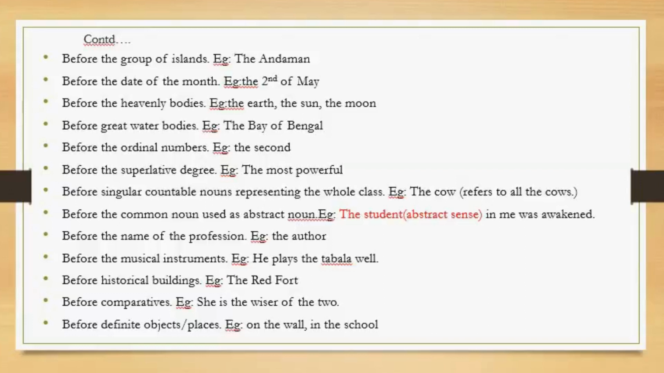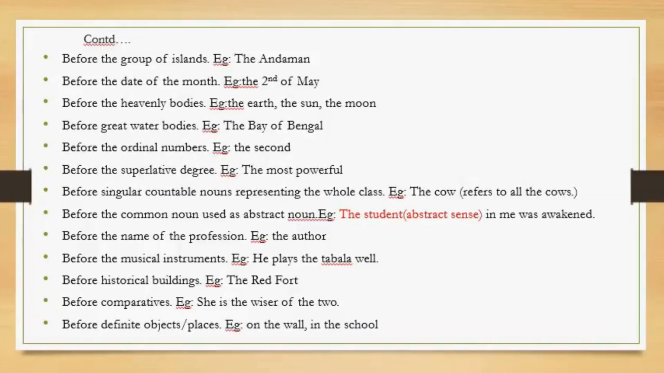Unless and until we use the here, we cannot call it a superlative degree. So it is very essential for us to mention the before the superlative degree. If it is comparative degree, we use more, but here we have used most for superlative degree, and to emphasize more on that, we use the definite article the.